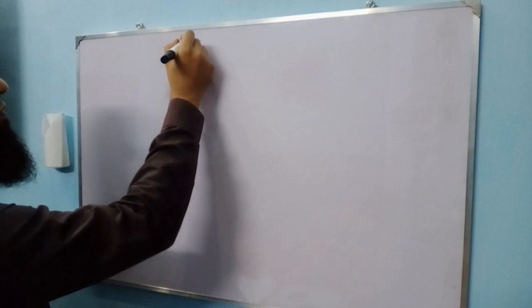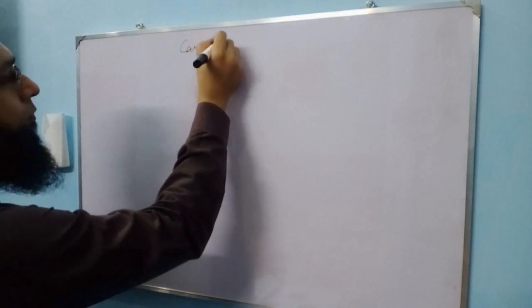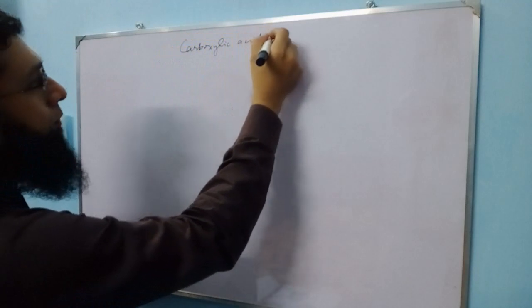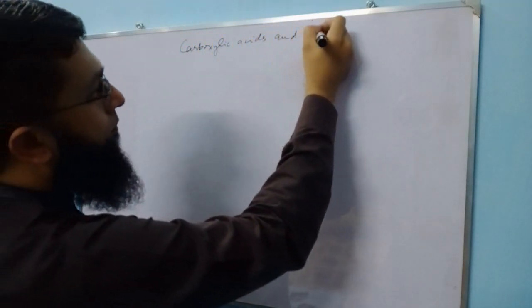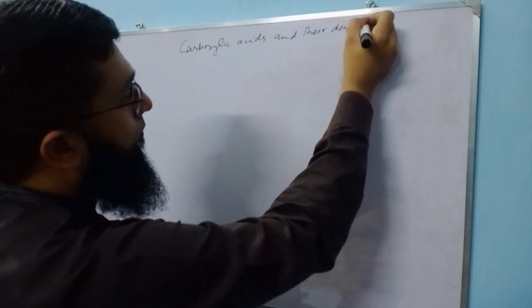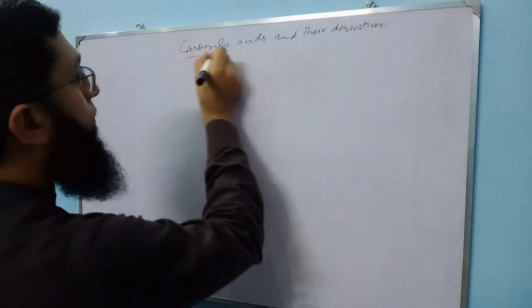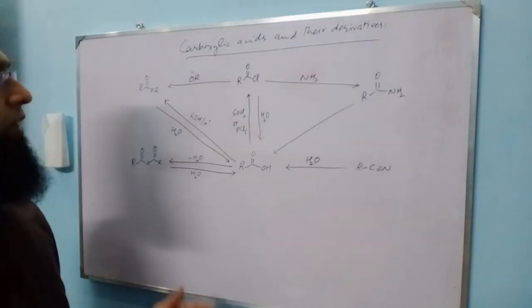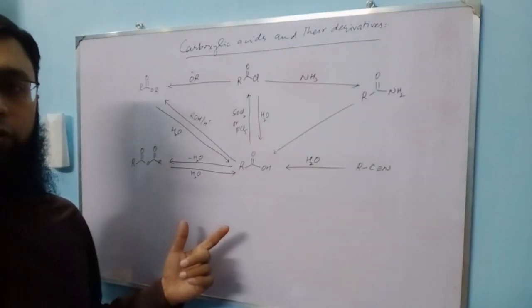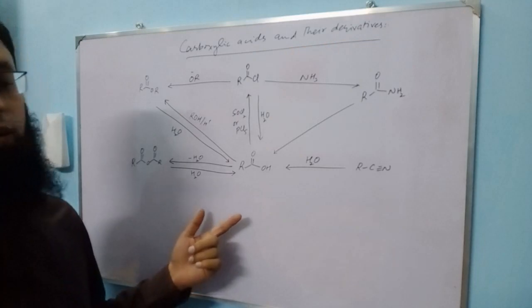Functional group interconversions are very important tools in the disconnection approach, and in our previous lectures we have seen so many functional group interconversions used during retrosynthetic analysis. We start today with carboxylic acids and their derivatives. These are different types of functional group interconversions which carboxylic acids and their derivatives can undergo.